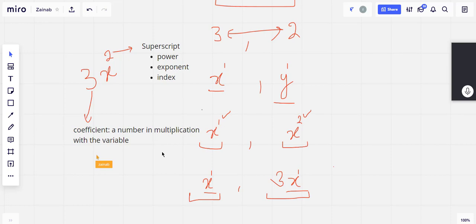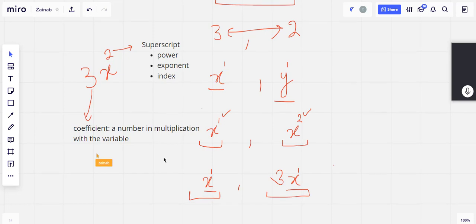What do you call it in your school? We haven't really started this one, so. Alright. So power, exponent, or index. And then this x is the variable. Or in case of a power, the number or the variable that has the power, that number or that variable is called base. So base is something that has the power on it. It can be a number or it can be a variable.